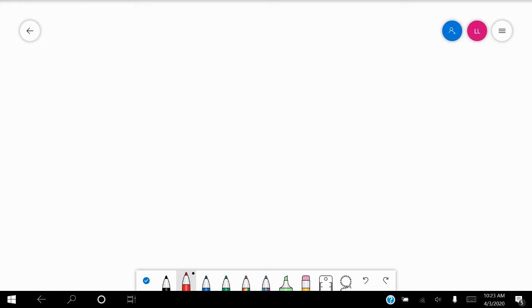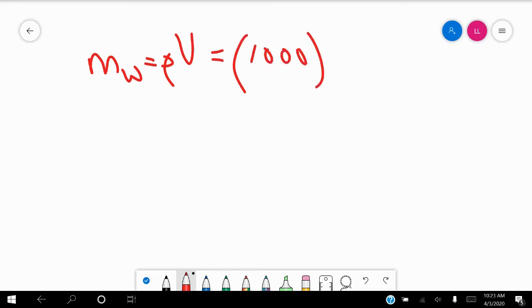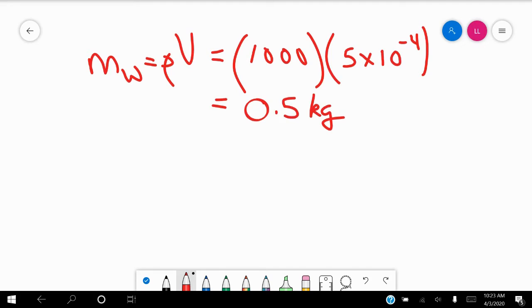So the first thing we need to do is find the mass of water. We're going to use the density formula. So mass equals rho times volume. Remember, the density of water is 1,000 unless otherwise stated. And then we're given that there's 500 milliliters of water. If you convert that to cubic meters, you end up with 5 times 10 to the -4th. That's just a simple conversion factor. And so that tells us that we have half a kilogram of water.